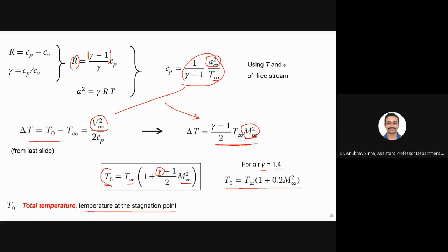At the stagnation point, we defined different properties: stagnation enthalpy, stagnation temperature. Next we will see stagnation pressure.